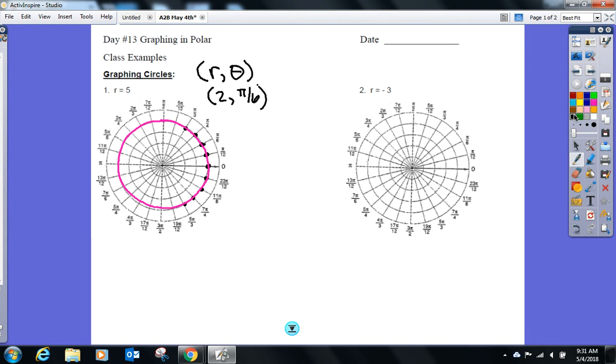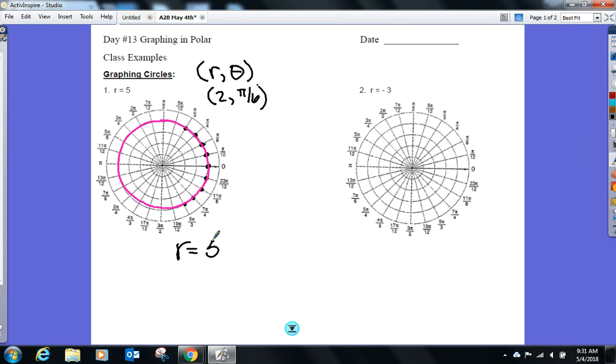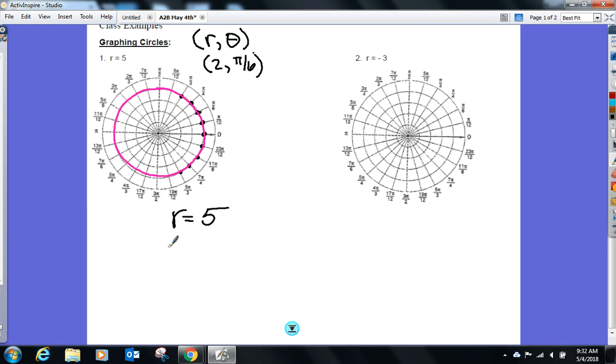We good there? Why does this make sense that it's a circle? I might be asking a lot here. Go back to yesterday's quiz. If I had you convert that into a rectangular equation, what would you do? r equals 5, I would square both sides and get what? r squared equals 25. What was your substitution for r squared? What's x squared plus y squared? A circle. Yep. All right, so that makes sense.